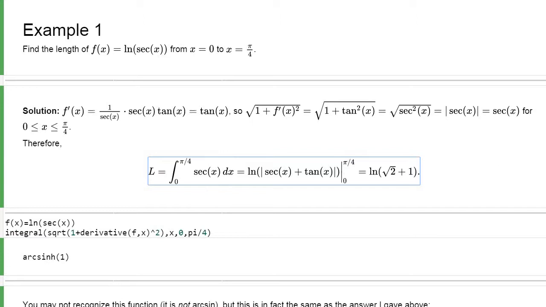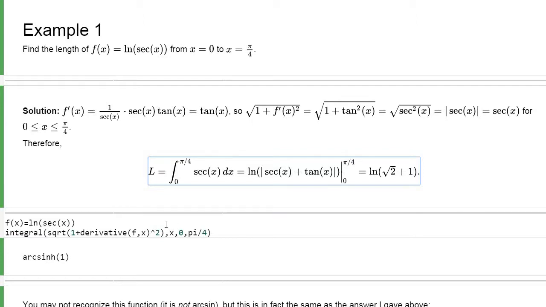And that integral is known, not a nice one, but it is known. This is the integral of secant: the natural log of the absolute value of secant x plus tangent x. And then you plug in the numbers and simplify, and this is what you get, the natural log of the square root of 2 plus 1.